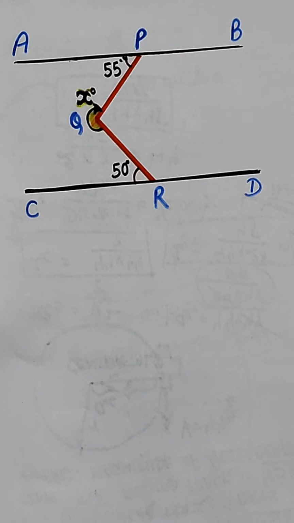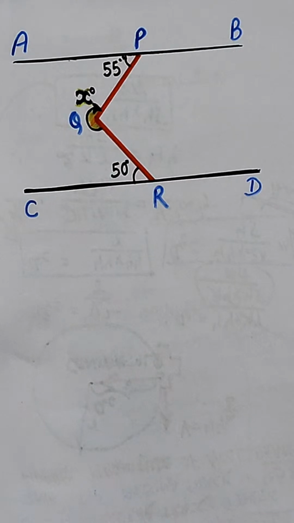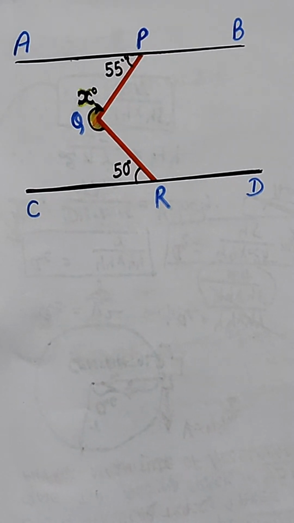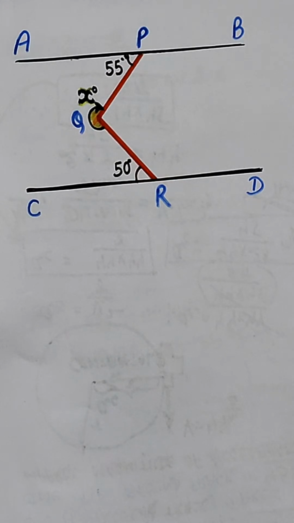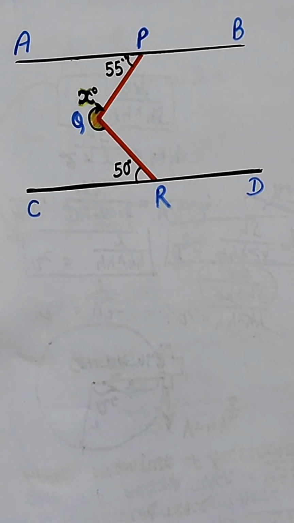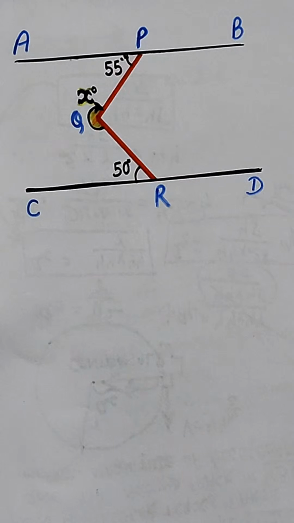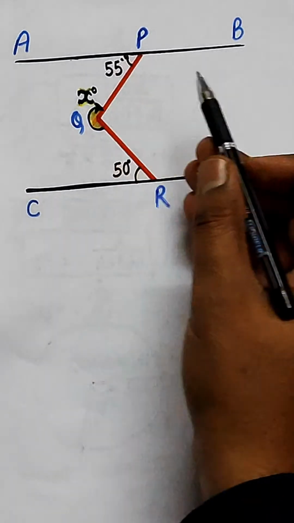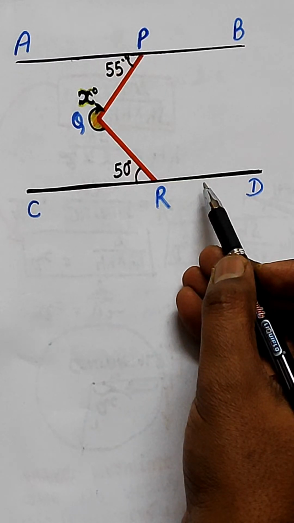So today we will solve some questions of lines and angles, right? Let us solve this question where a pair of parallel lines is given. This is AB and CD. Here you can see AB and CD are two parallel lines.